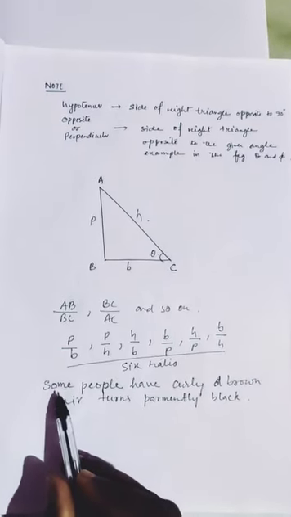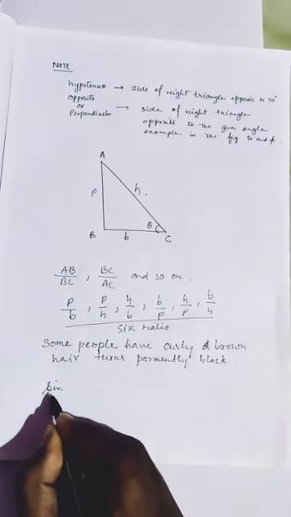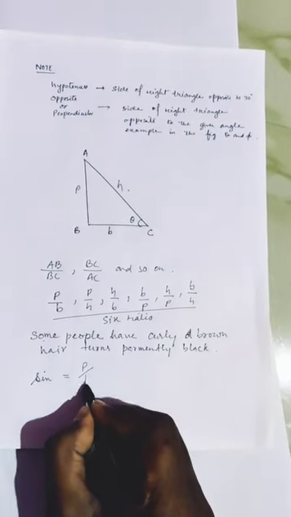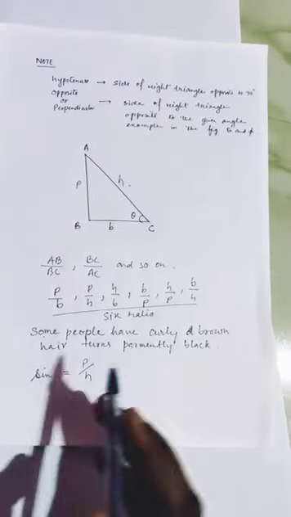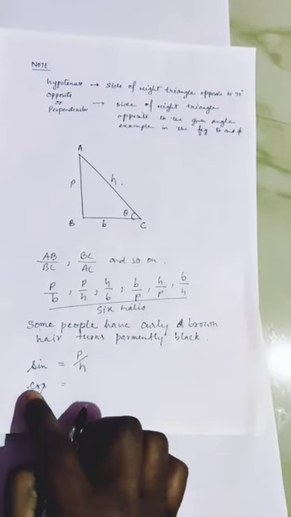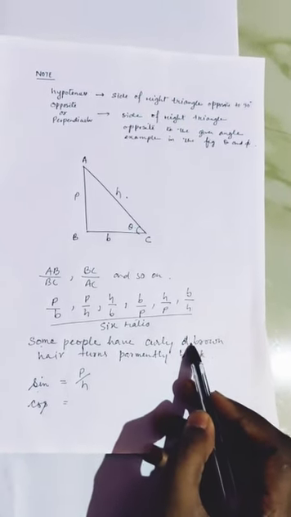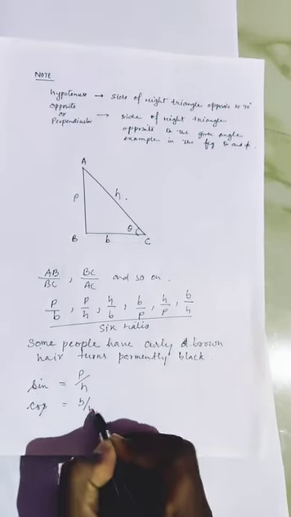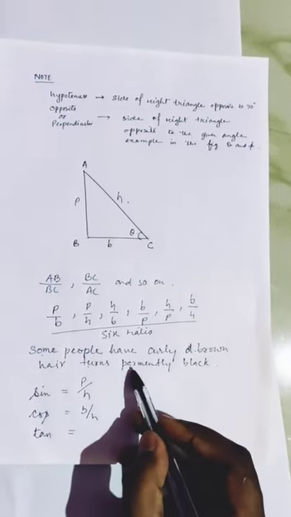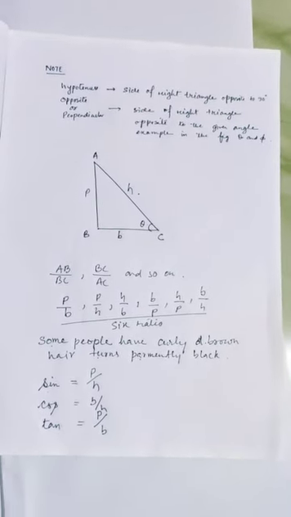Now listen here. Some people have: the first three words. Some stands for sine, we'll write in short form, and people, the first letter is P, and have, H, so P by H. This ratio's name is sine. Next, curly, here C stands for cos. The full form of cos is cosine, and its ratio is given by brown hair, that is B by H. And the next one is tan: turns permanently black, P by B. I think this is clear.